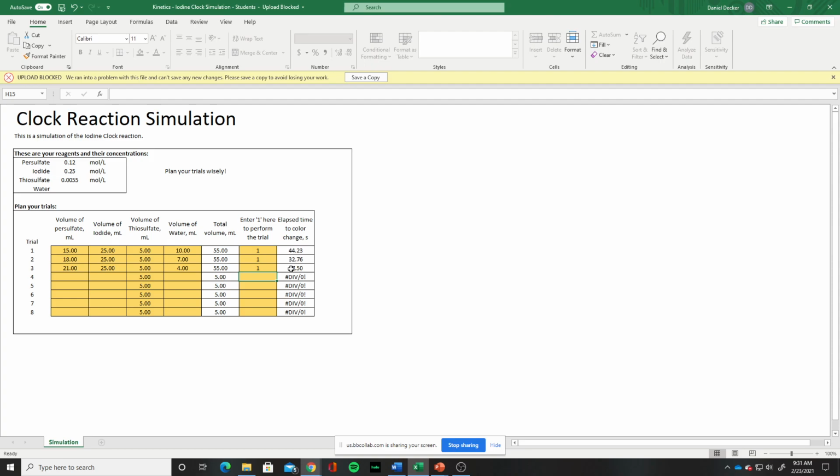And there's how long it took. And so then I would just do the same thing again here, but now I would make sure that the persulfate stays the same for each of them. So maybe I'll have 10 for those 3 for the persulfate, and then I would have some different volumes for those. And again, as long as I then make sure that the total volume is 55. Let's see, 29 yet. And so that's how you get your data.